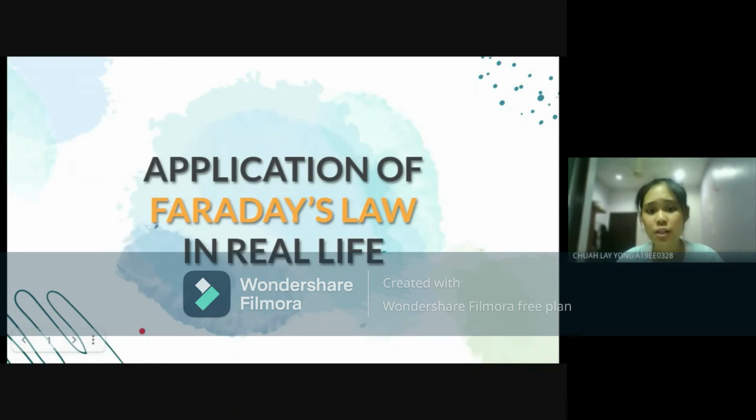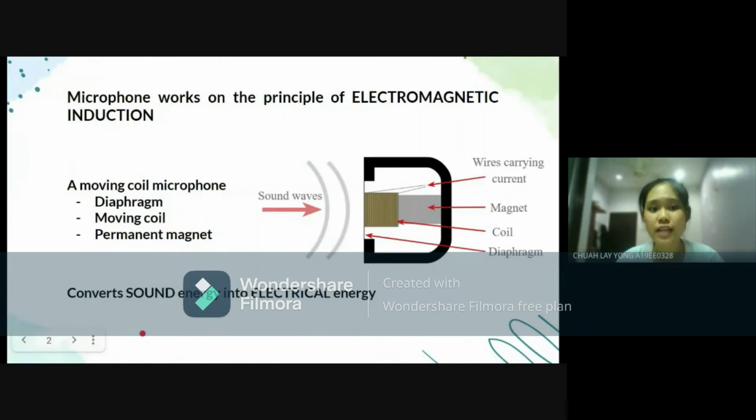So now we are going to talk about the application of Faraday's law in real life. The application that we are going to discuss today is the microphone, which works on the principle of electromagnetic induction to convert sound energy into electrical energy. Before we understand the working principle, we can first look at the basic structure of a moving coil microphone, which is made up of a diaphragm, a moving coil, and a permanent magnet.